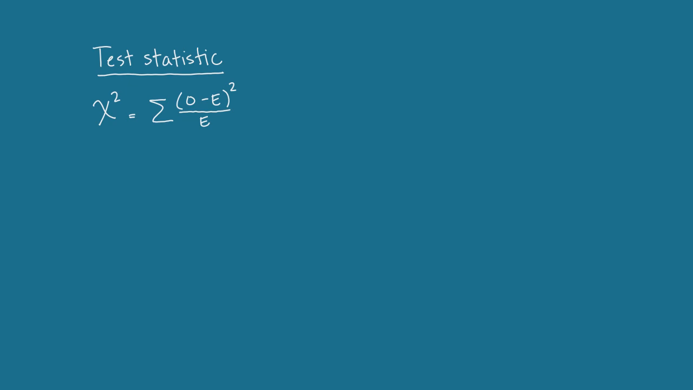So with our flu example from earlier, we had 4 cells, so we would have had 4 fractions to add up in our sum, 4 different O's and 4 different E's to take the difference of. Now the degrees of freedom for the chi-square distribution for a test of independence is a little different than for the goodness of fit test. The degrees of freedom is going to be the number of rows you have minus 1 times the number of columns you have minus 1.